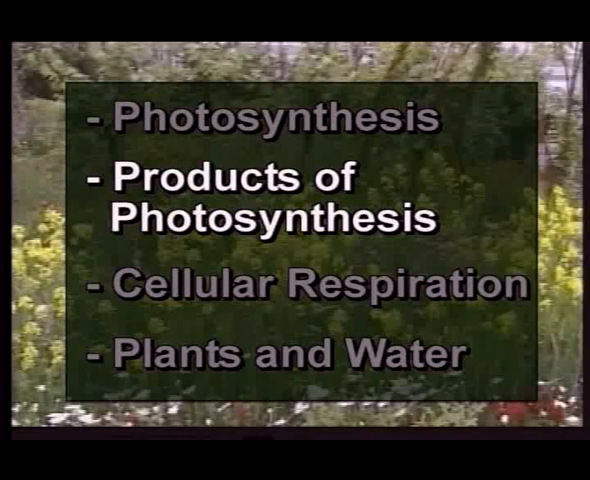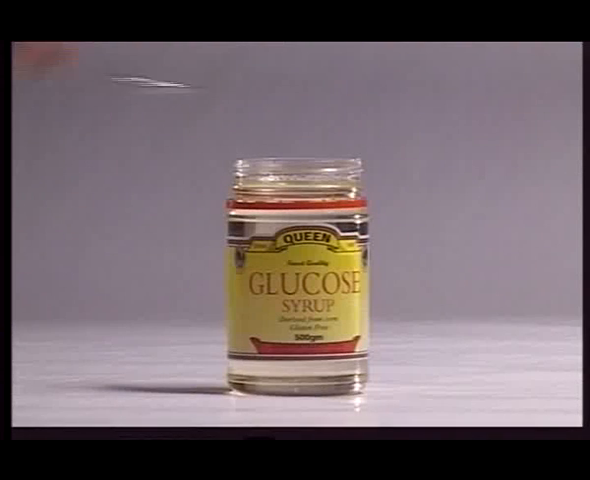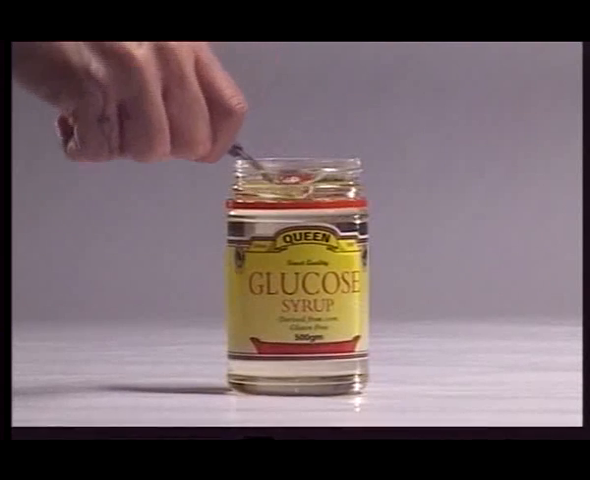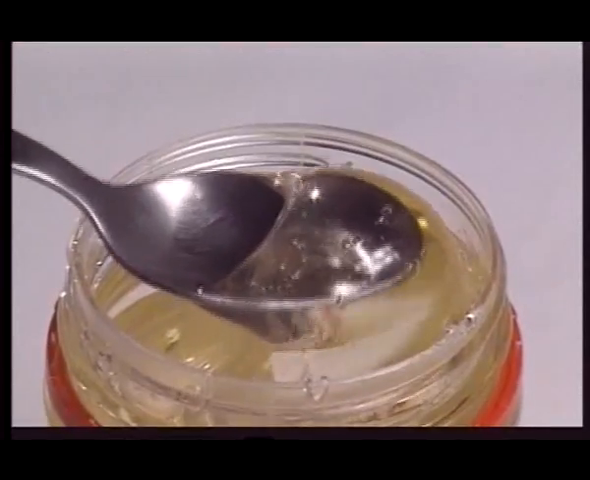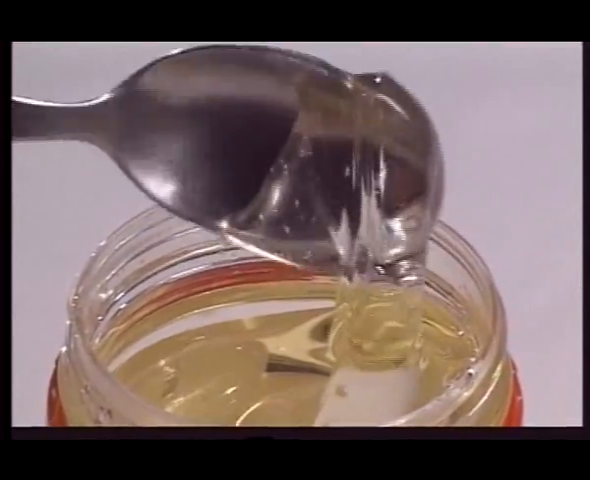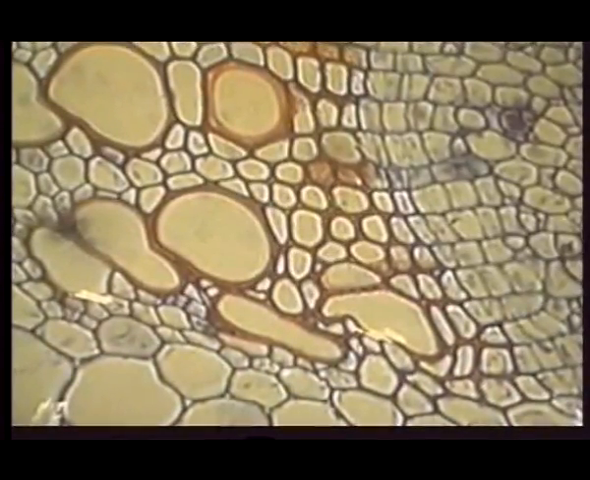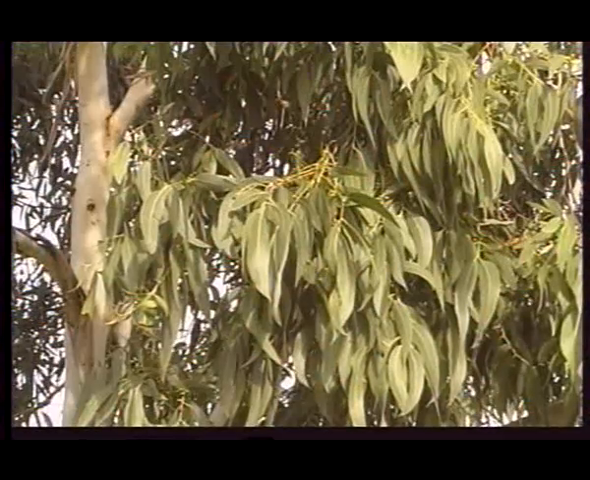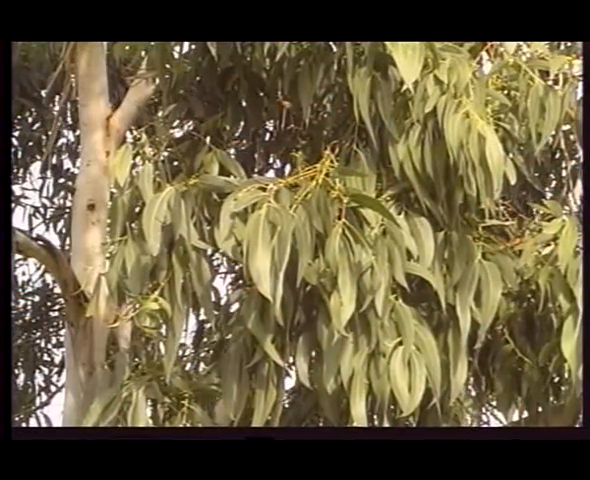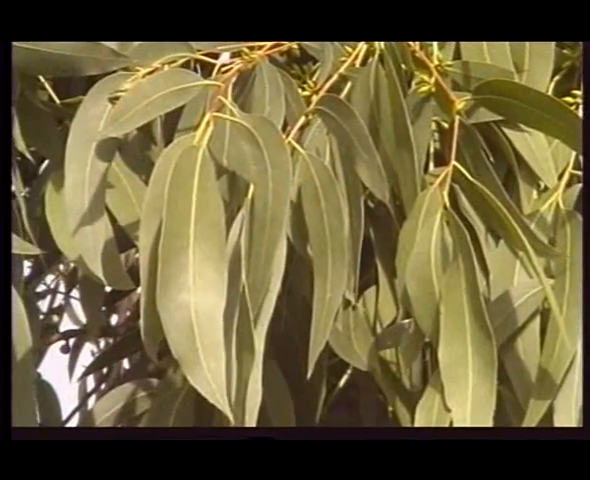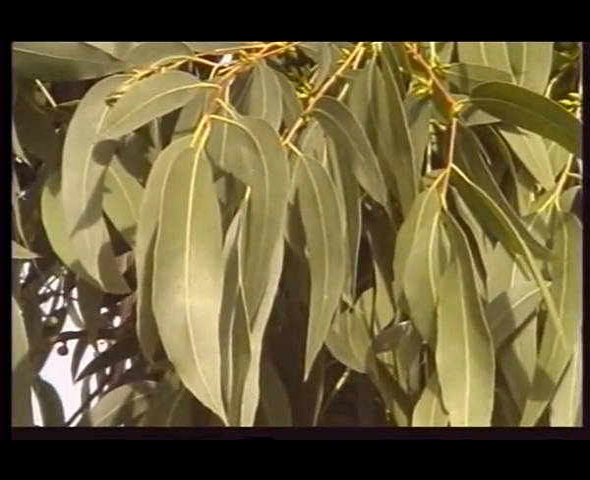Glucose and oxygen are the products of photosynthesis. Glucose is a simple sugar, shown here as a thick syrup. The energy that went into photosynthesis is stored chemically in the glucose. Glucose is also a building block for cellulose, which is an important part of cell walls in plants. For longer-term energy storage, glucose is converted to starch, which can be converted back to glucose when needed.